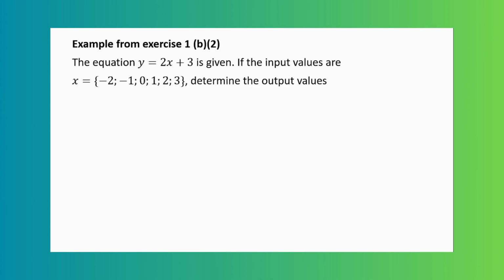And then we're going to look at an example where you're given an equation and then your x values are given as x is equal to a set. This is set notation. So those curly brackets that you try your best to draw tell you x can be equal to negative 2 or negative 1, 0, 1, 2, and 3. But only those values, nothing else.